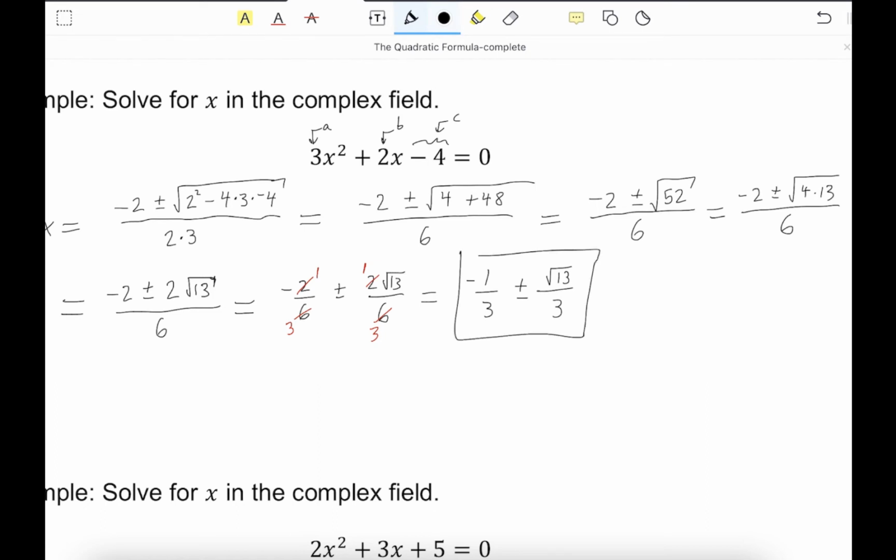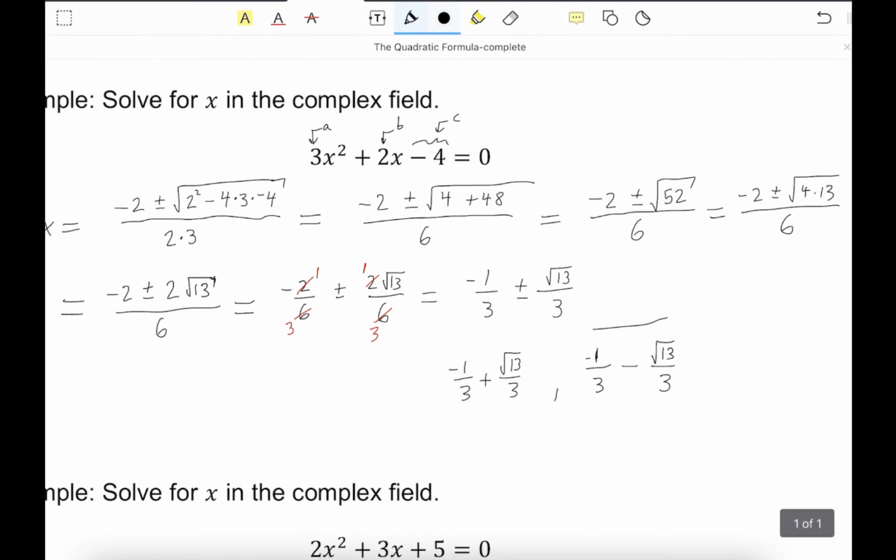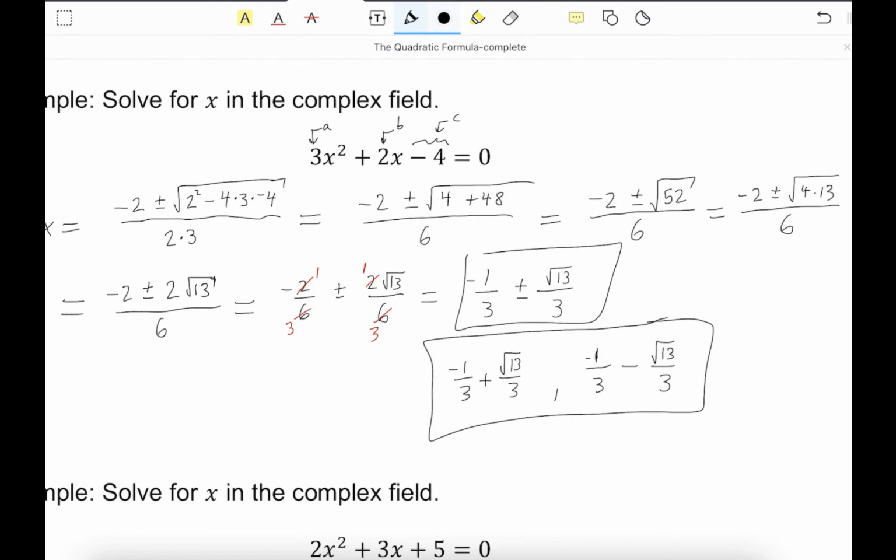And it does look pretty complicated. This would just be negative 1/3 plus the square root of 13 over 3. And then the other solution is just negative 1 over 3 minus the square root of 13 over 3. So these are the two solutions to this equation. We can write it just like this though.